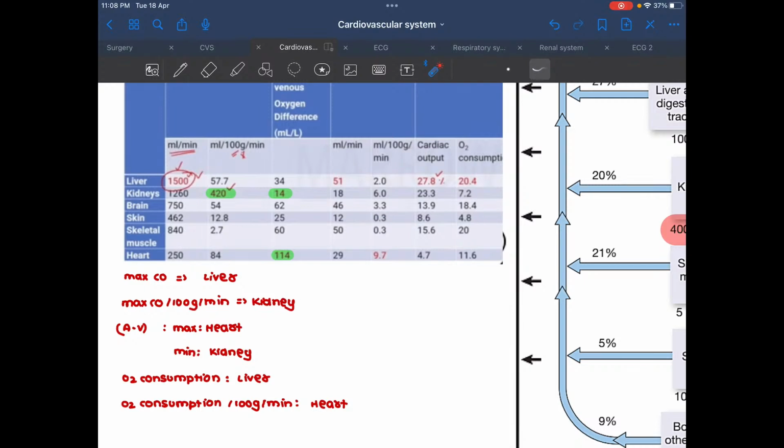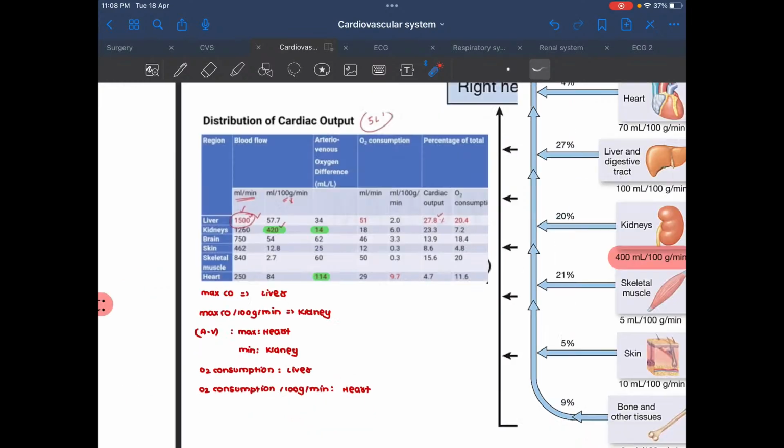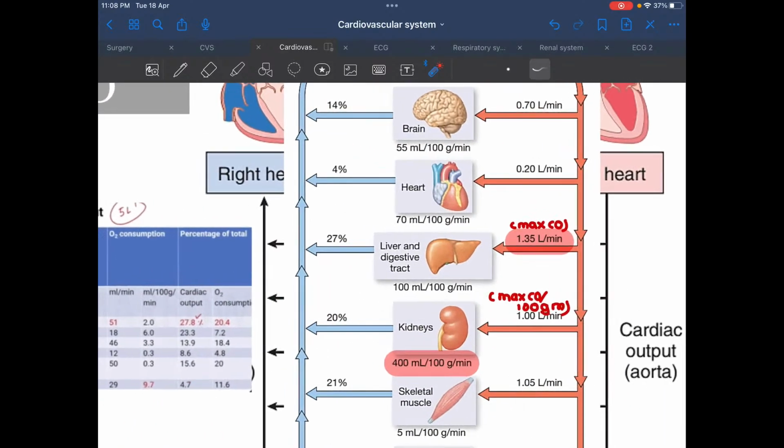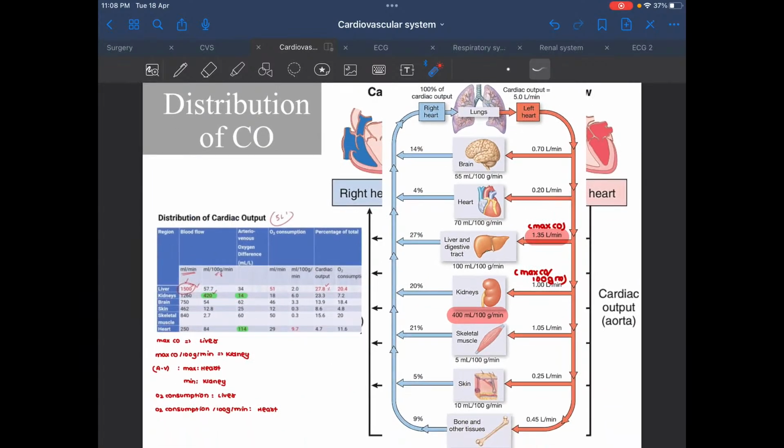It makes sense. What about the maximum cardiac output per 100 gram of an organ per minute? So यहाँ पे the answer is going to change and now it's going to become kidney. ठीक है? The arteriovenous difference maximum is in the heart and minimum is in the kidney. Again one MCQ. And last में oxygen consumption is maximum in the liver, but oxygen consumption per 100 grams per minute maximum is going to be in the heart. ठीक है? So just see that the liver में it's only the maximum amount of cardiac output is getting generated. That's about 1.5 liters of all of that cardiac output, 5 liters per minute is going to the liver. ठीक है? पर अगर हम per 100 gram of tissue की बात करेंगे, then the kidney is going to take the seat. ठीक है? Very important.